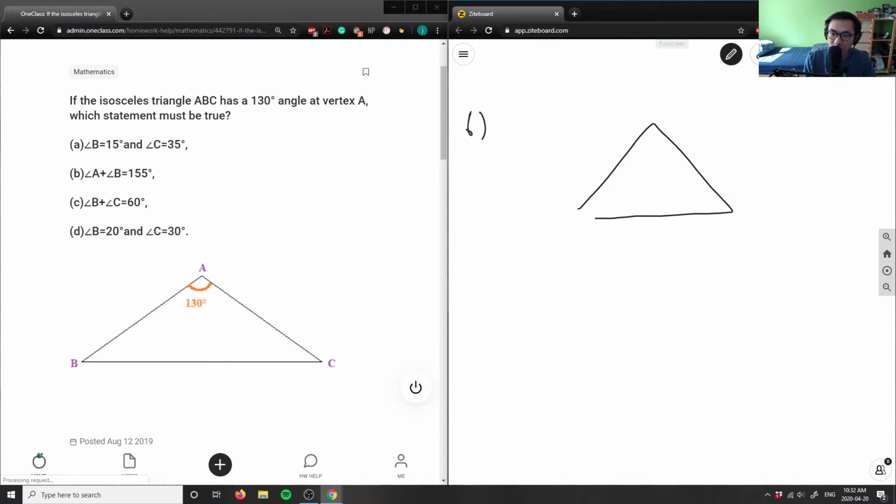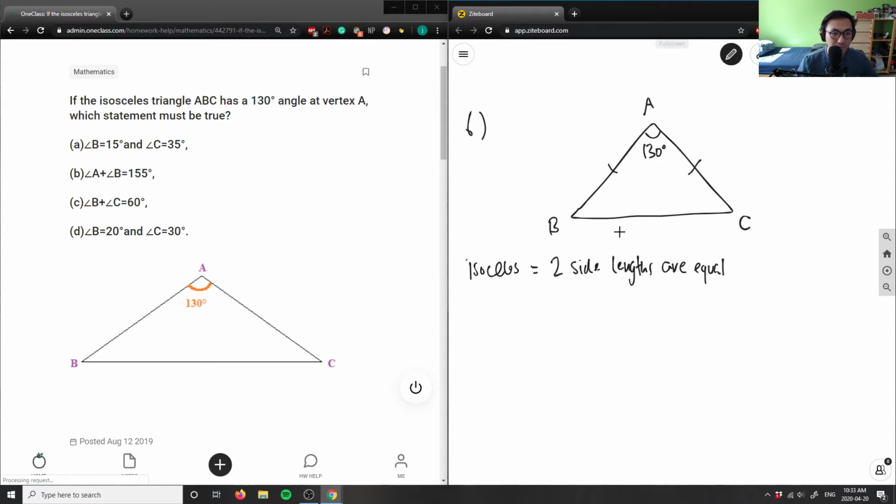I wish they had a triangle function. Okay, so this here is A, and this is 130 degrees. This here is B, and this here is C. So it's saying if the isosceles triangle, what does isosceles mean? Isosceles triangle means that 2 of my sides have equal lengths, right? So isosceles means that 2 side lengths are equal. So I can say this side length and this side length are equal to each other, right?